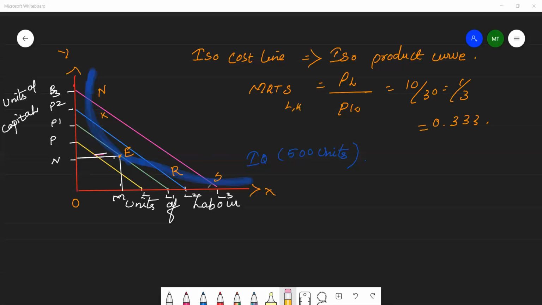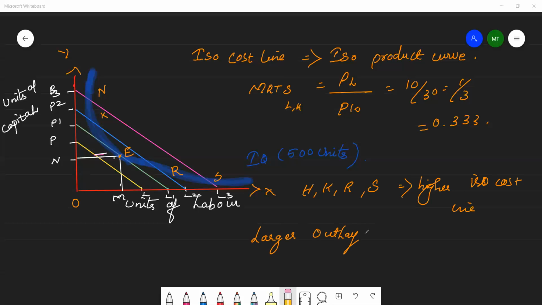So the other points H, K or S, all of these lie on the higher isocost lines. So at H, K or S, the higher isocost line indicates that a larger outlay is required, which exceeds the financial resources of the firm.